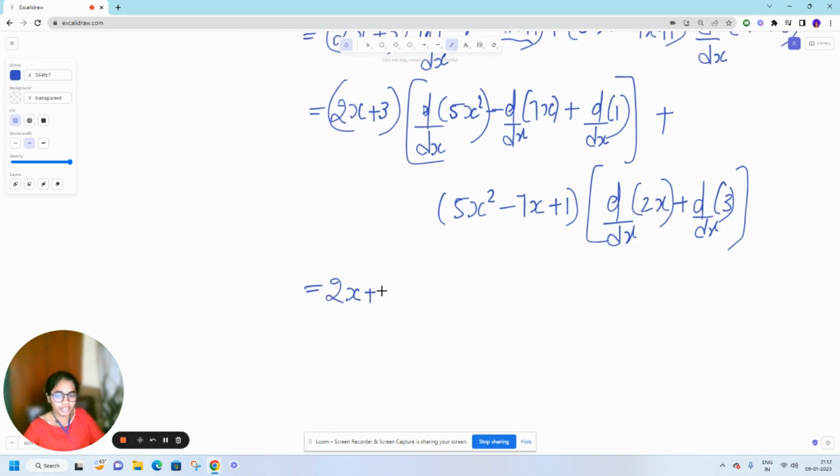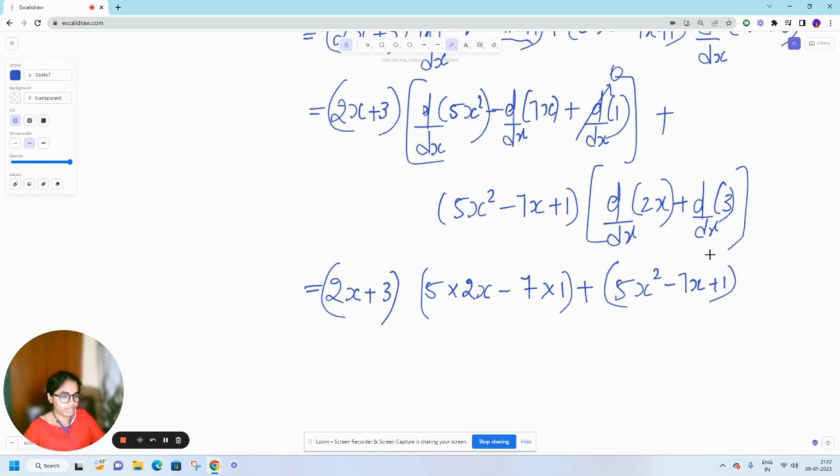I would have to write 2x plus 3. Here 5 is a constant, I can take it out. Yes, derivative of x square is 2x, minus 7 is a constant. Derivative of x with respect to x is what? 1, plus derivative of a constant is 0. Okay, let me write down 5x square minus 7x plus 1 as it is. What is derivative of 2x? It is 2. Derivative of a constant is 0 again.